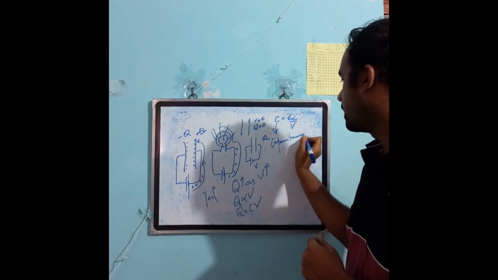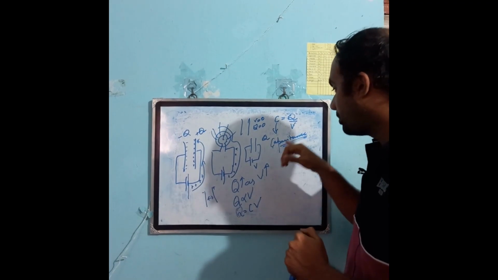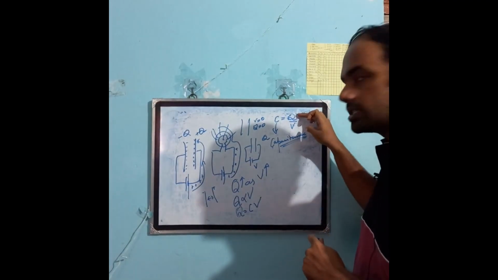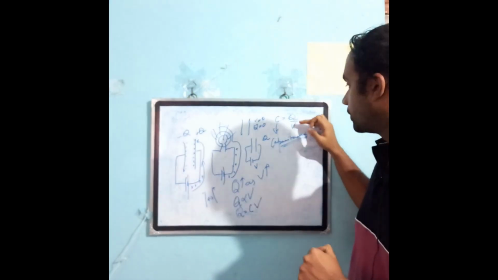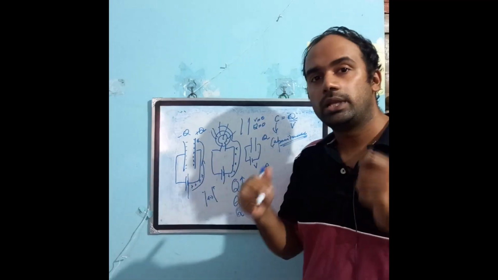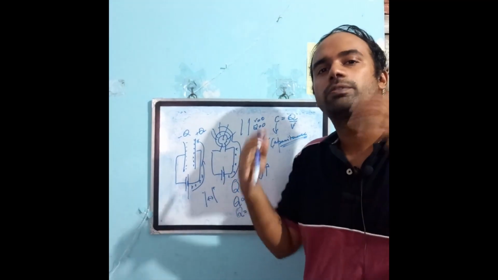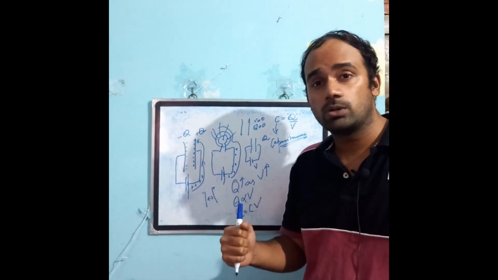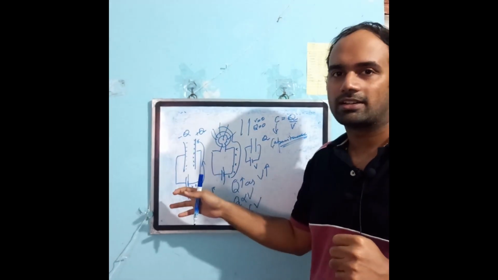Capacitance. And what is capacitance? The capacitance of a capacitor is the amount of charge that it can store for a given voltage. So capacitance measures the ability of a capacitor to hold charge. So the higher the capacitance value, the more charge the capacitor can store.